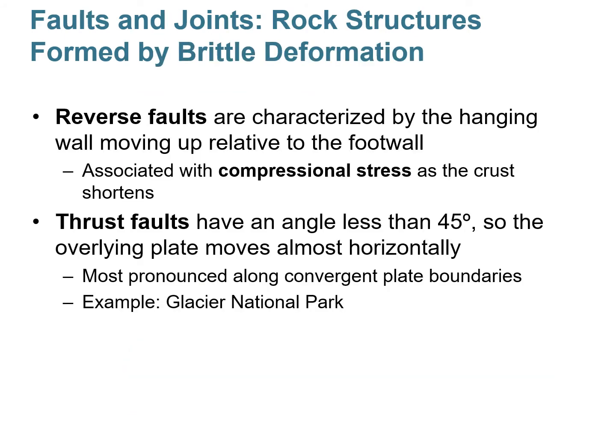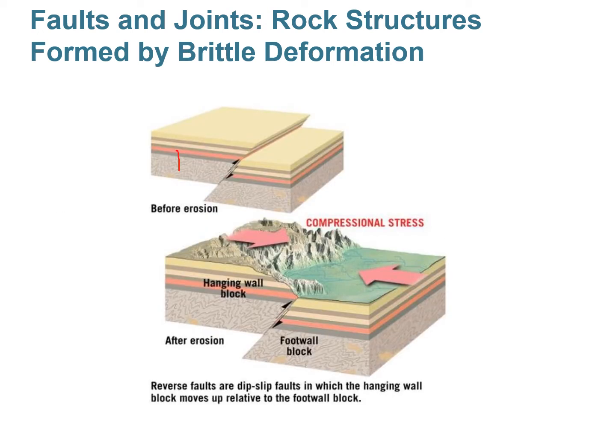Okay, reverse faults, they're associated with compressional stress. And these can create what we refer to as thrust faults. A great example of this is at Glacier National Park, and these occur at convergent plate boundaries. All right, so here, hanging wall moves up, footwall moves down, and this is a reverse fault. And you also create mountains as well, because you're kind of pushing older rocks upwards, and this is going downwards, and then over here you have some mountains.